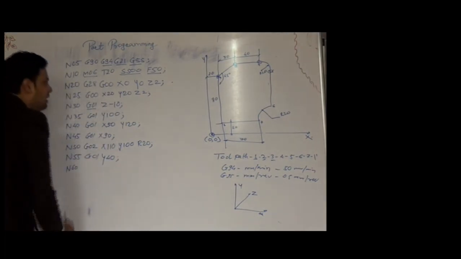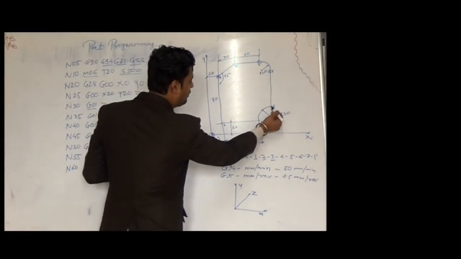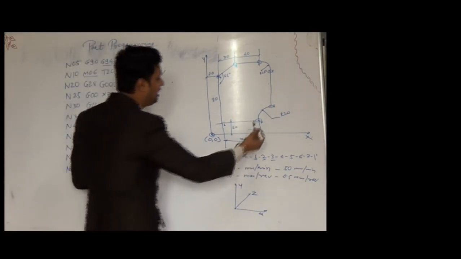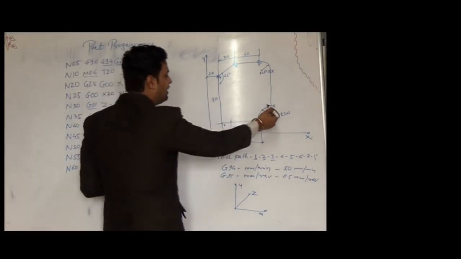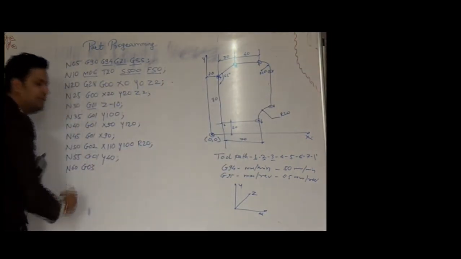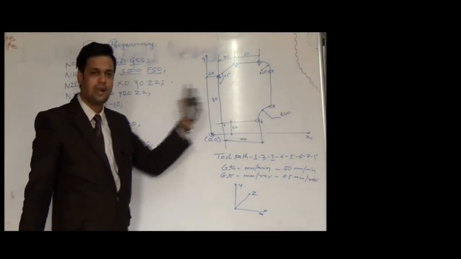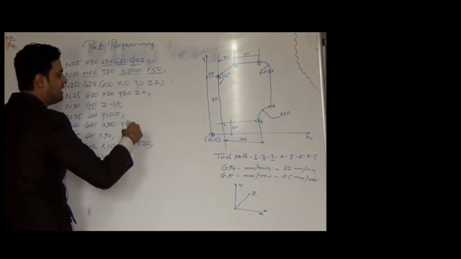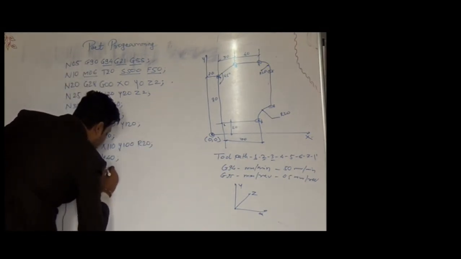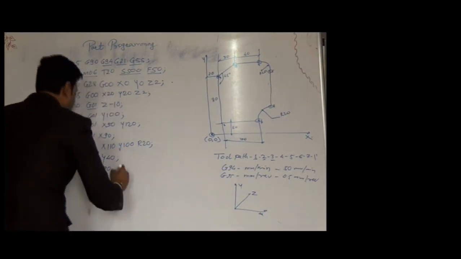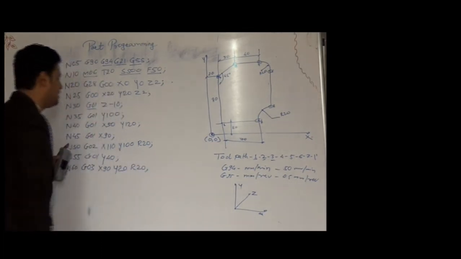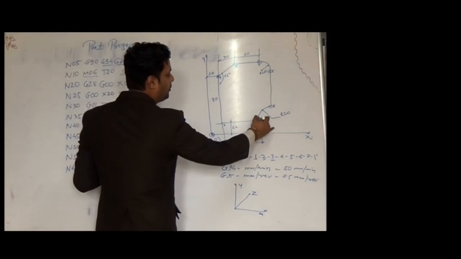Next, again a circular interpolation from 6 to 7, but it is in anti-clockwise direction, that is counterclockwise direction. So I have to write the code G03. G03 is for counterclockwise direction. Okay. Then what will be x? X equal to 90, 20 plus 70, and y will be 20 and radius 20. So now the cutter is at position number 7.